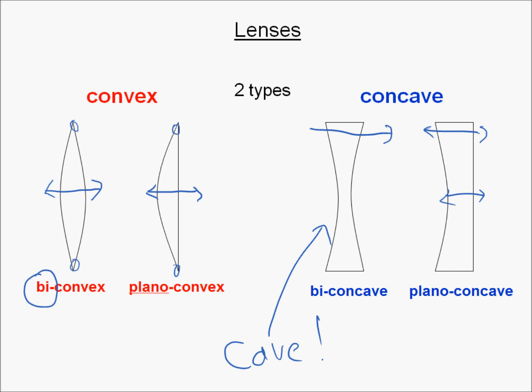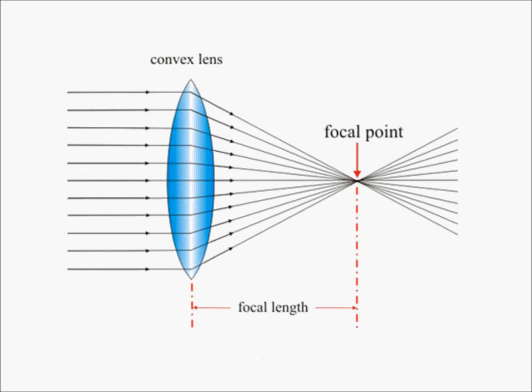Both can have the same effect, and what they do is that they can manipulate light. So how do they manipulate light? This is how a convex lens manipulates light. It causes the light to move in towards one single point. So this is convex. But another way that you might hear this referred to is a convergent lens, because the light converges onto a single point.